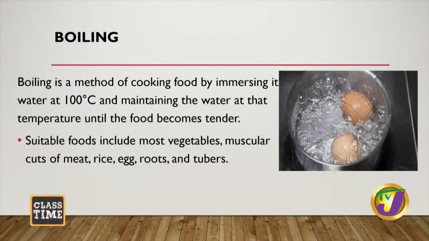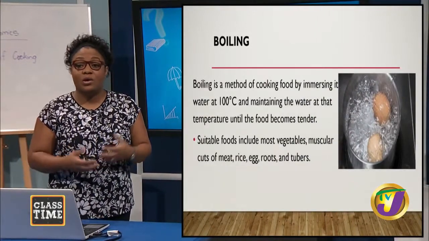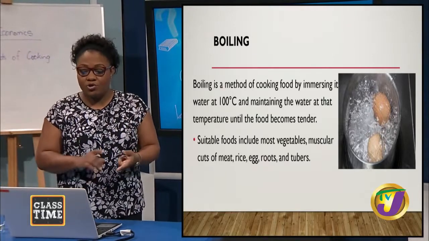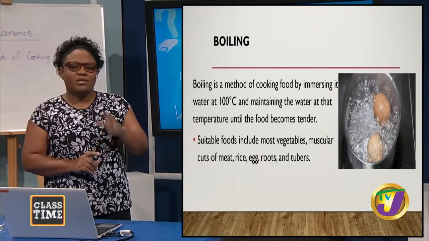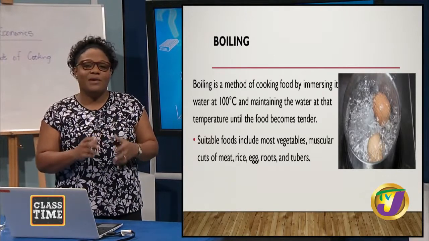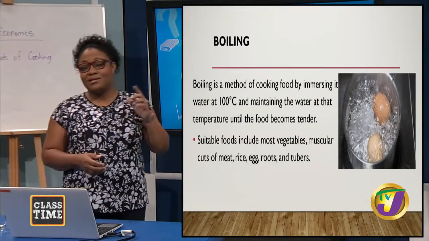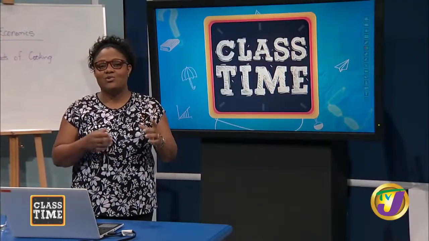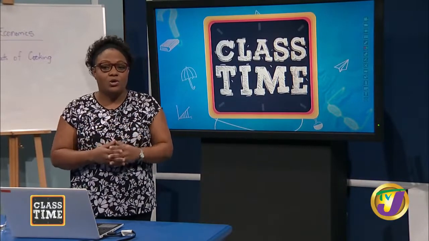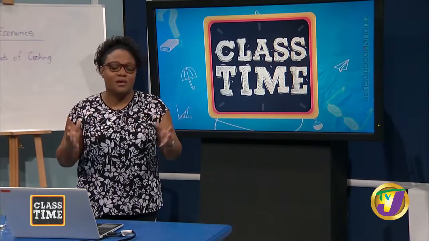Now, suitable foods we use are muscular cuts of meat, like the legs of the animal or the tail. Rice can also be boiled, egg can be boiled, roots and tubers can be boiled. But I want to spend a little bit of time on rice. Now, I have this struggle with my students all the time. Miss, we don't boil rice, we steam rice. And remember I said at the beginning that Jamaicans tend to use a lot of terminologies that are not necessarily accurate. Now, yes, rice can be steamed, but not the way Jamaicans cook it.